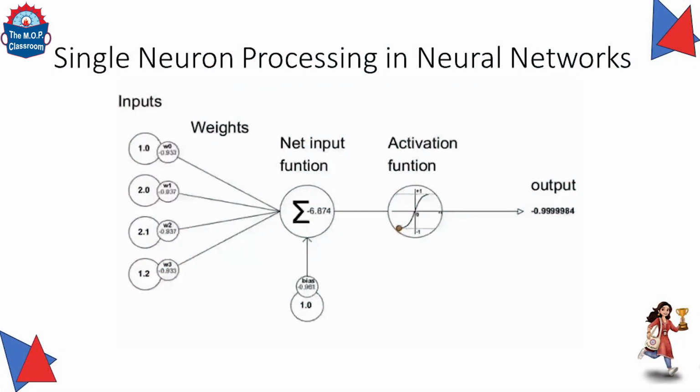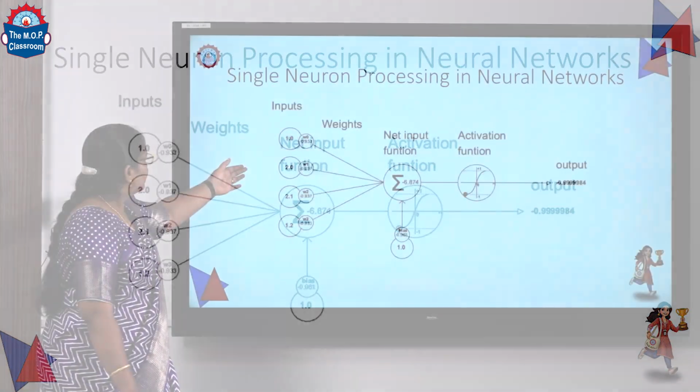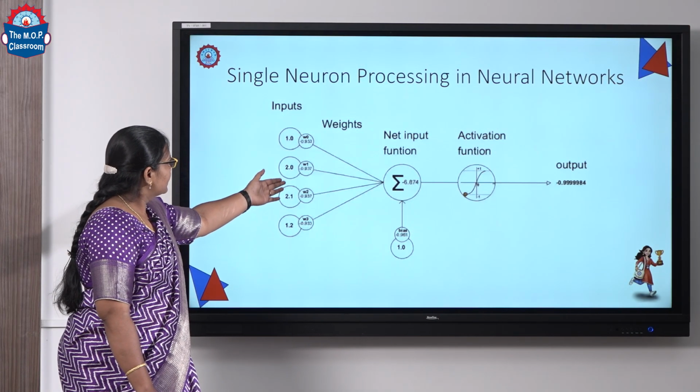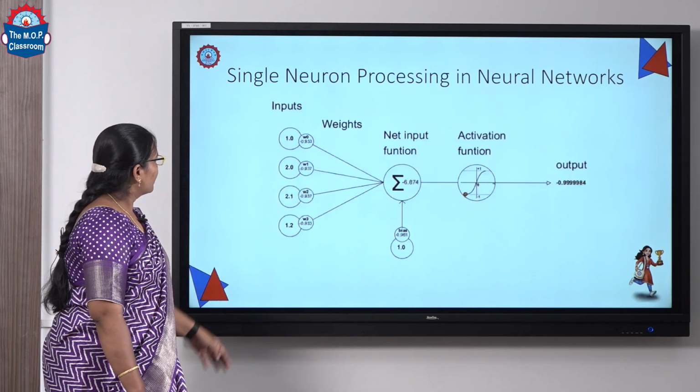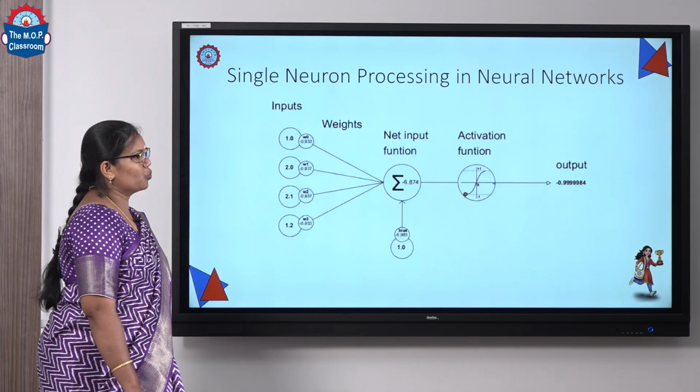Let me explain the working principle of hidden layer. You can see we take these input neurons into hidden layers. You can see there are weights, then net input function, activation function, output. Here you can see these are the input neurons.